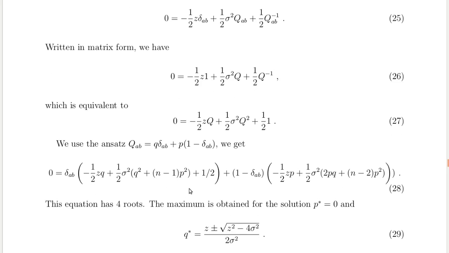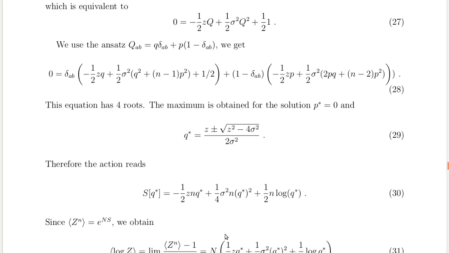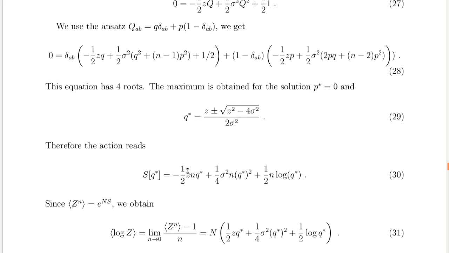And okay, so there is some simple algebra to do here, but if you try to maximize this quantity, you obtain that the maximum is obtained when the off-diagonal elements of Q, so when P is equal to 0, and the diagonal elements are equal to this expression here that depends on z. Okay. So the final result is that this quantity here, S, reads this way, where Q star is this quantity in equation 29.